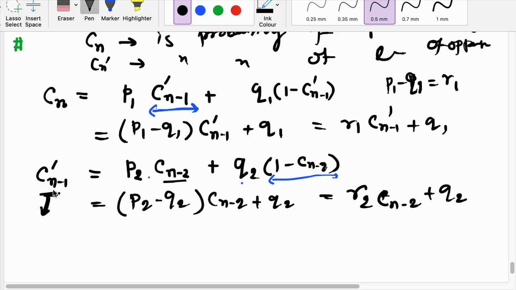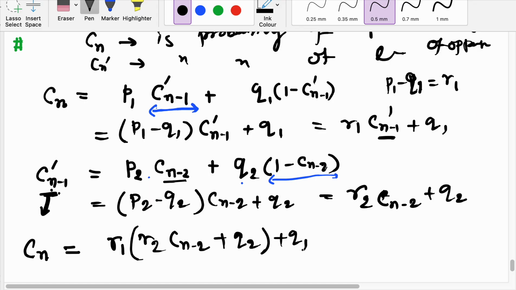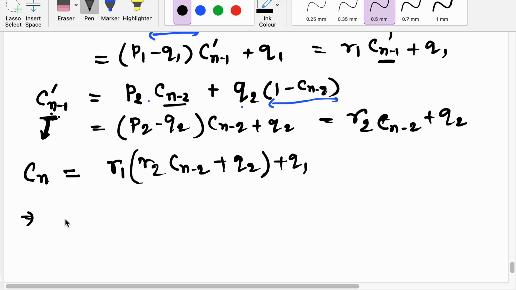Now I simply put this Cn minus 1 prime here. I'll get a recurrence relationship, that will be R1 in place of Cn minus 1 prime, R2 Cn minus 2 plus Q2, plus Q1. Now we'll find Cn equal to R1 R2 Cn minus 2 plus R1 Q2 plus Q1.